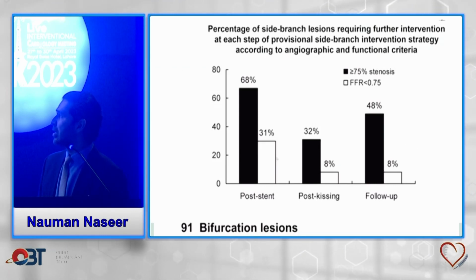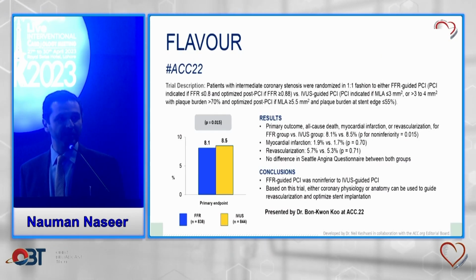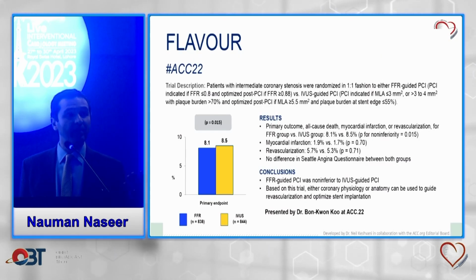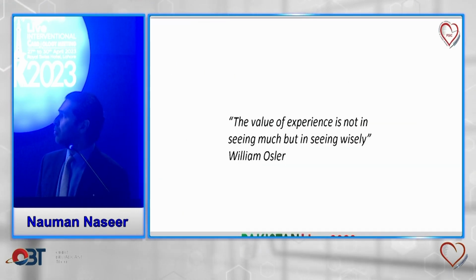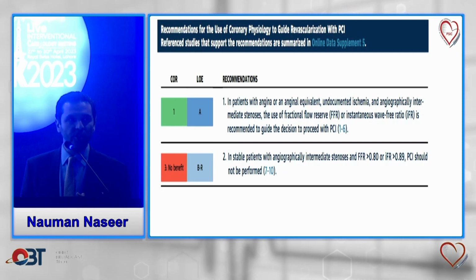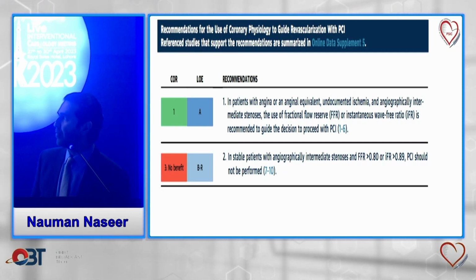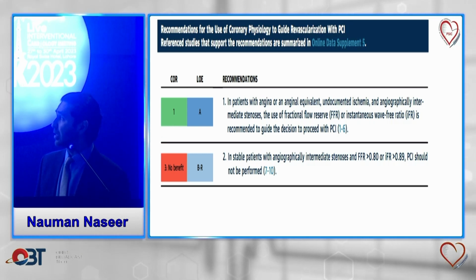Always consider the side branch. Of the side branches which look more than 75%, about 70% of them are actually not significant based on FFR. So you can leave most of the side branches alone. So guidelines based on all these trials have given a class 1 indication to the use of FFR and iFR, and a class 3 indication if your FFR is not significant.